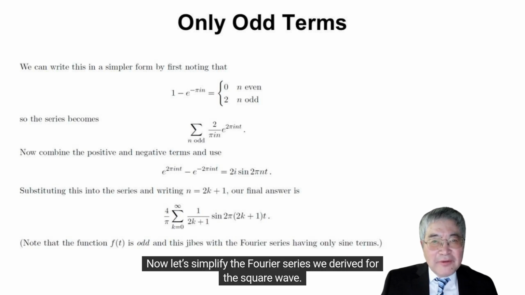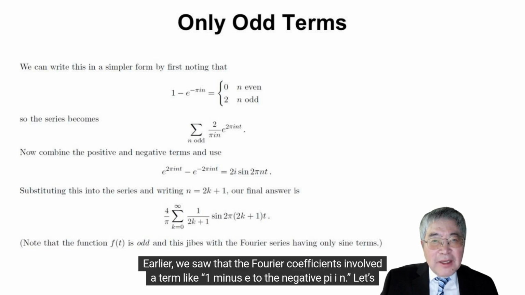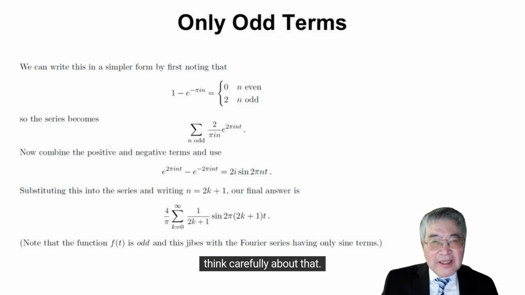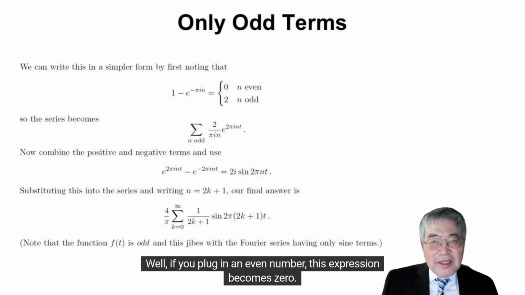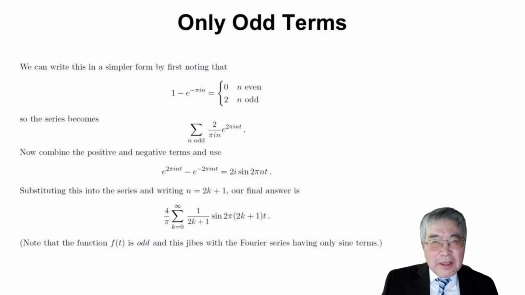Now let's simplify the Fourier series we derived for the square wave. Earlier, we saw that the Fourier coefficients involved a term like 1 minus e to the negative pi in. Let's think carefully about that. What happens when n is even? Well, if you plug in an even number, this expression becomes 0. That means all even-numbered terms in the series disappear completely. On the other hand, when n is odd, this term evaluates to 2.